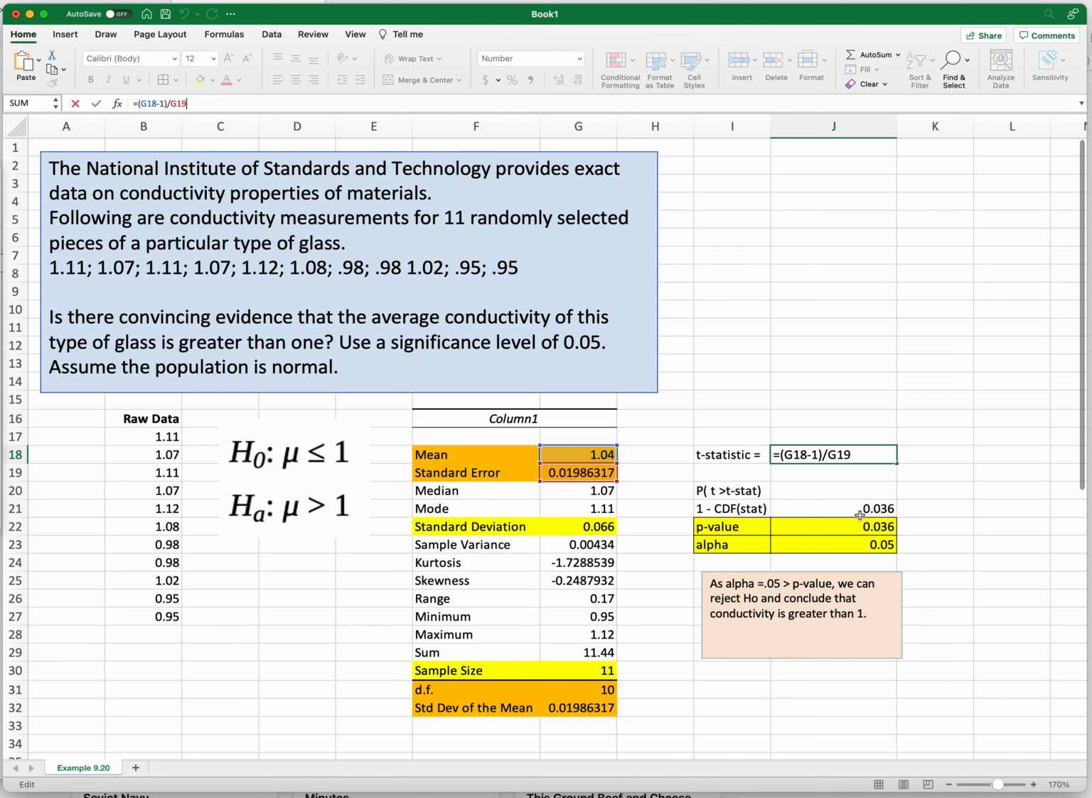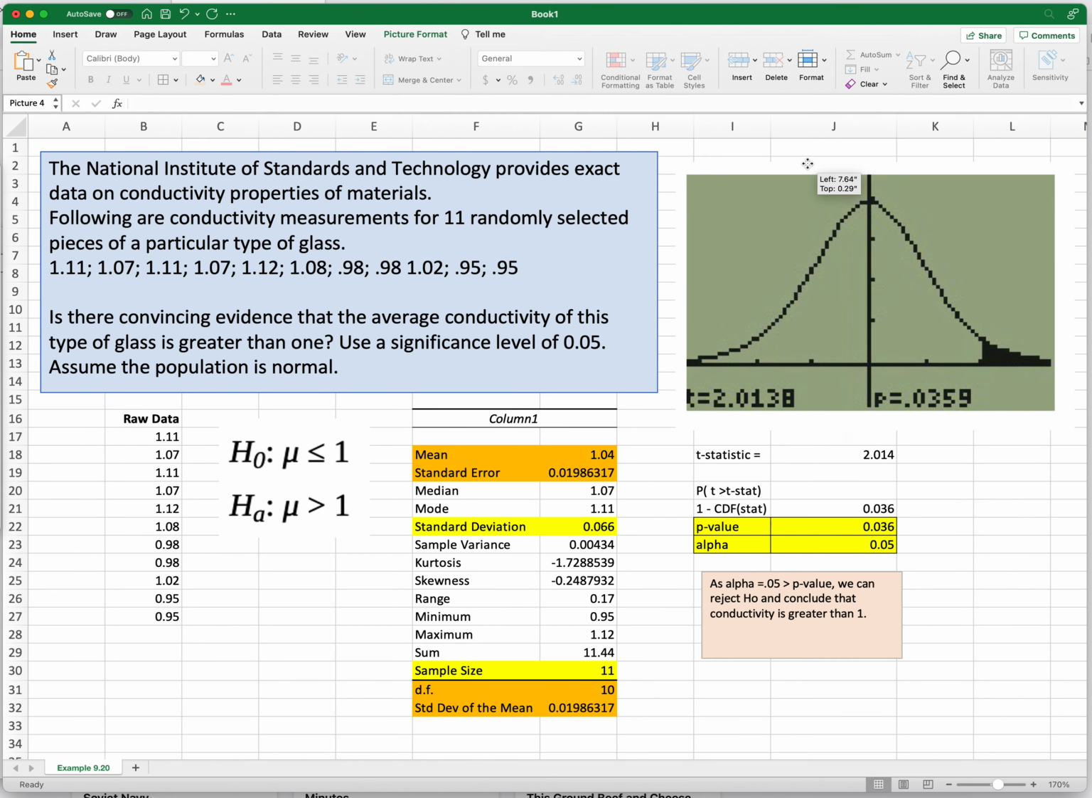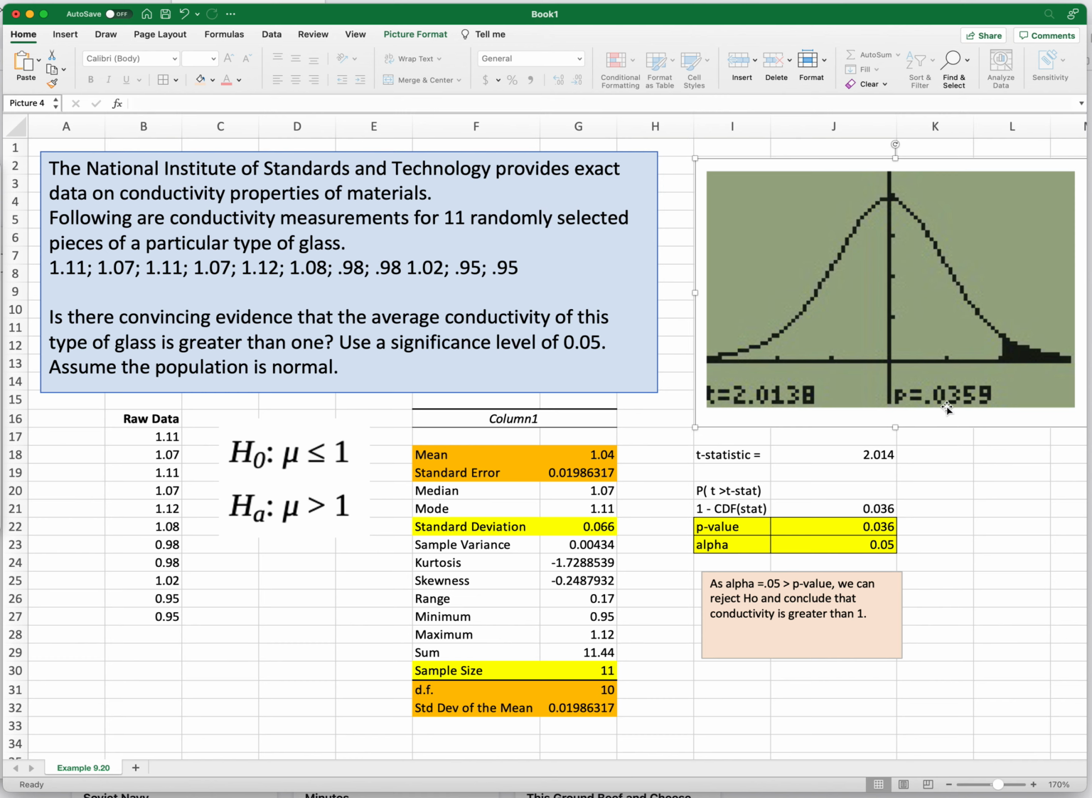You've got to decide which tail you're looking at. If it's a left tail, you don't have to subtract it from 1, you just get the CDF. If it's a right tail, you have to subtract it from that. In fact, if we want to draw the picture, we can put this picture up here. If I put the picture up here, you see my right tail, the probability is 0.036, and 0.05 is going to be here. So it's a rare event based on the preset significance that we looked at of 0.05. If we decide anything less than 0.05 is a rare event, and we can reject a null hypothesis, we have that evidence based on that decision criteria.